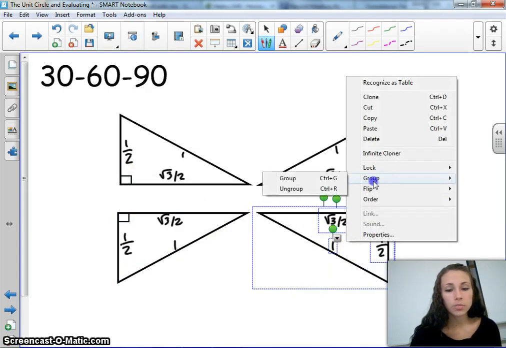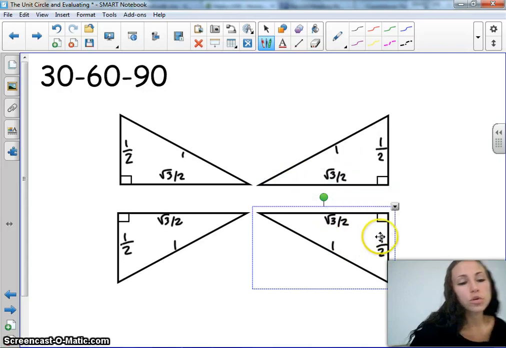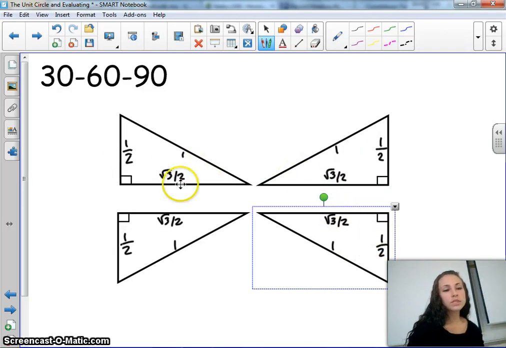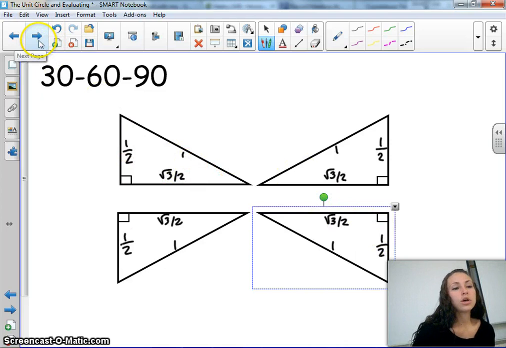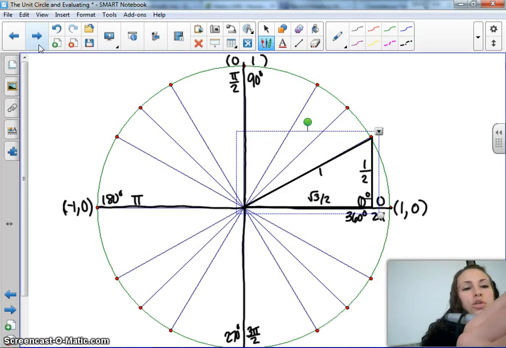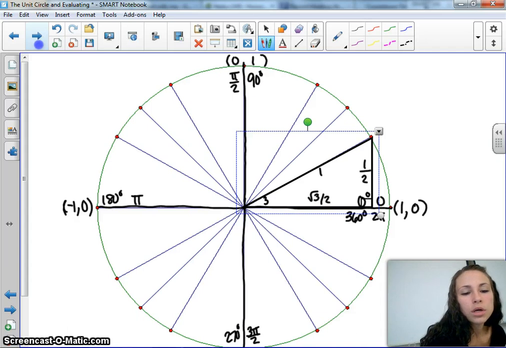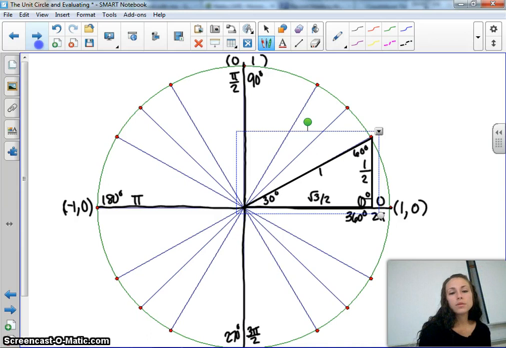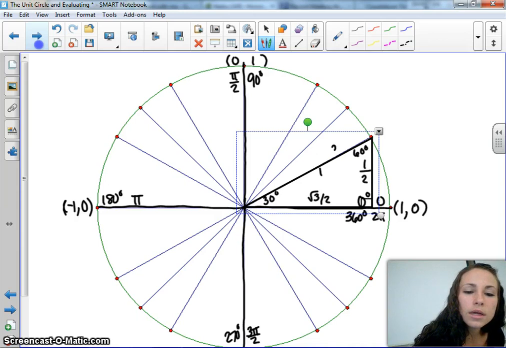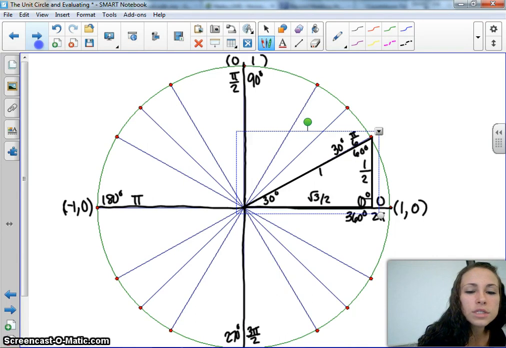I'm going to go ahead and group these because I'm going to be using these triangles to fill in our unit circle. And so you should have your 30, 60, 90 triangle labeled. And so I've got it labeled over here. So I'm going to go ahead and show you how you're going to use that to build your circle. So this is my 30 degree, this is my 60 degree. Now, that means that this angle right here is 30 degrees. And we also want that in radians. So if you convert that, this is going to be pi over 6.